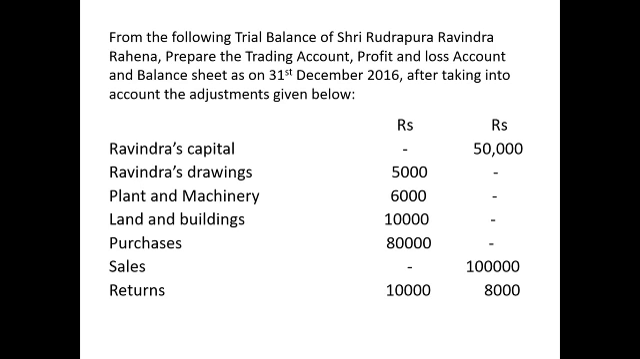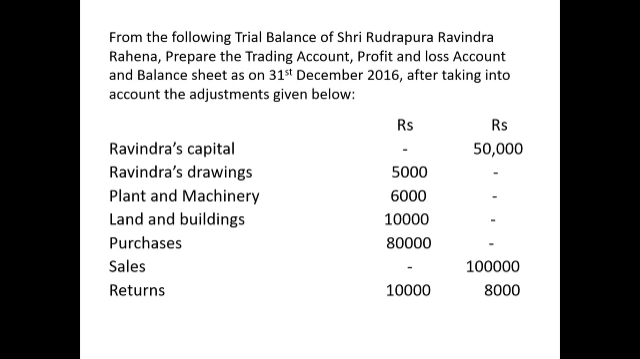When we discuss the trial balance, we will analyze in which account each item will come. The capital will take its position on the liability side of the balance sheet. Drawings will be deducted from the capital amount. Plant and machinery are assets in the balance sheet. Land and buildings will be considered as assets.